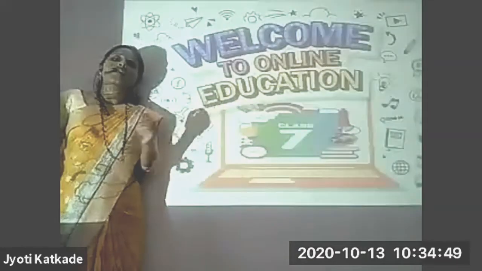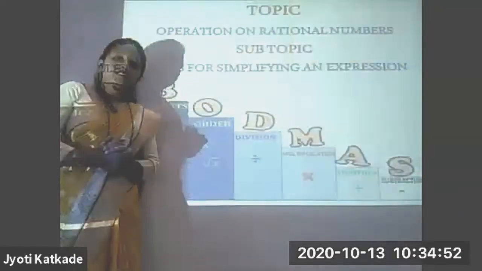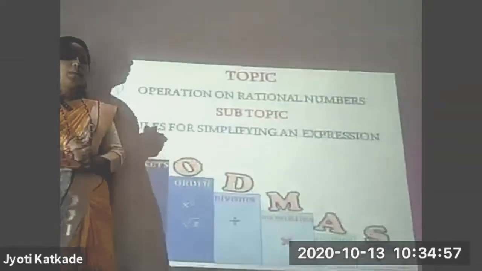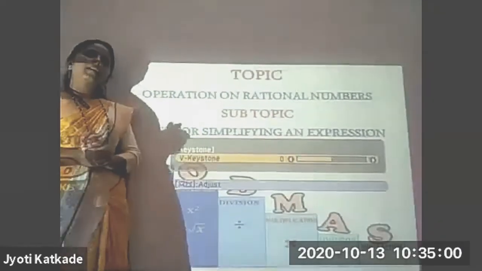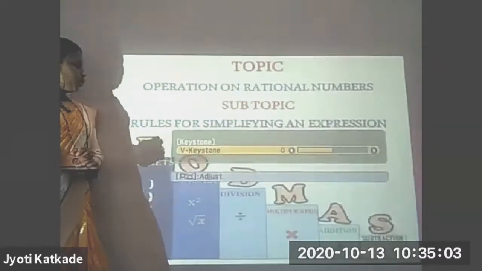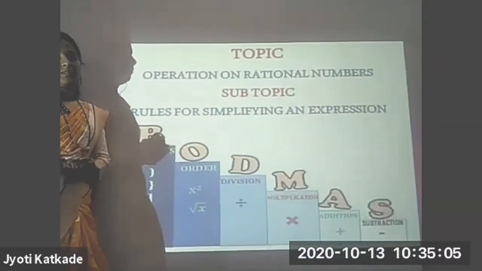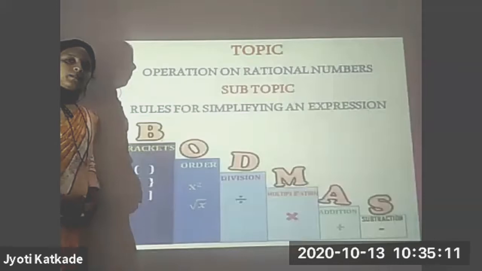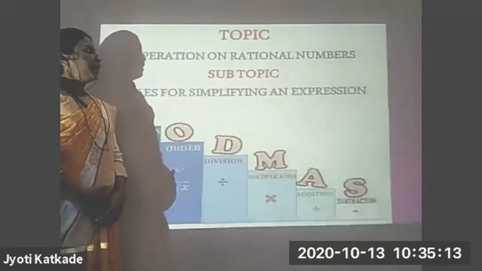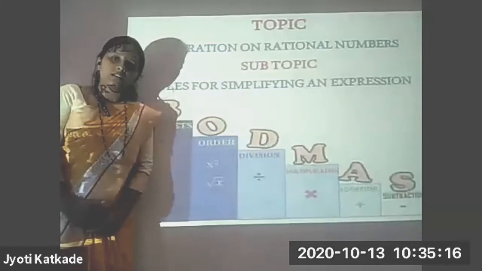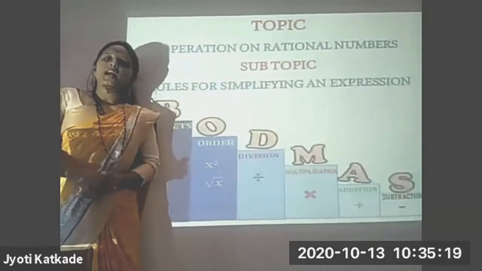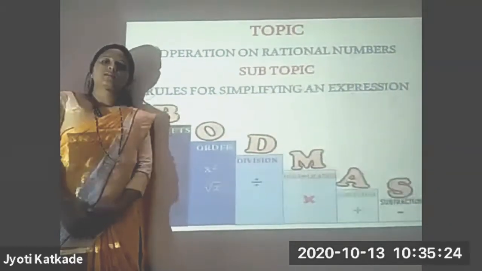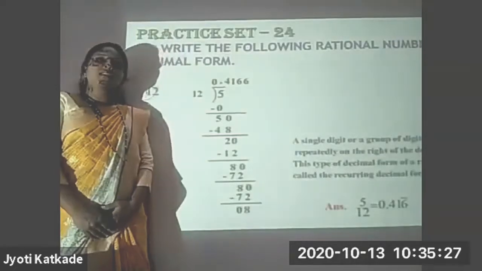Today we are going to learn a topic from operation on rational number. Our topic is operation on rational number, and our today's subtopic is rules for simplifying an expression. Our main topic is operation on rational number. Before we start today's topic, let's revise yesterday's topic, which is the decimal form of rational number.